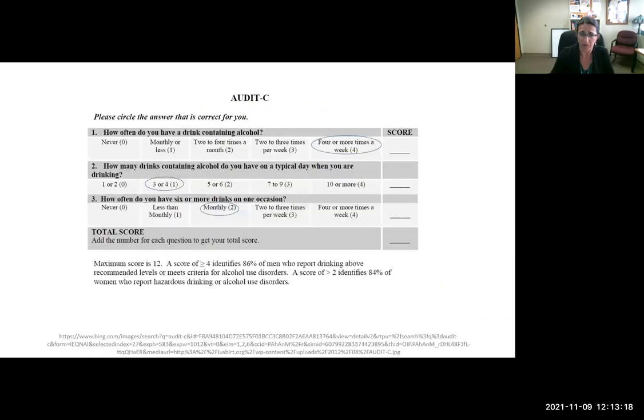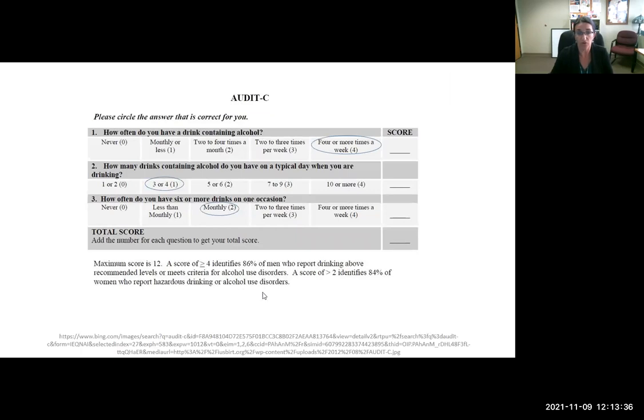So here's the picture of the AUDIT-C. This is how she answered. These are 3 questions, so also relatively quick. How often do you have a drink containing alcohol? And she circled 4 or more times a week. How many drinks containing alcohol do you have on a typical day when you're drinking? And then how often do you have 6 or more drinks on one occasion?